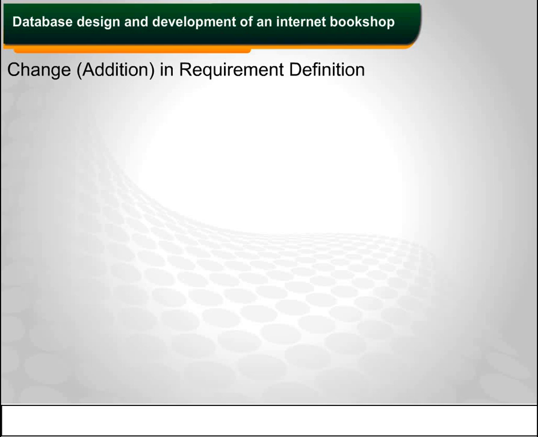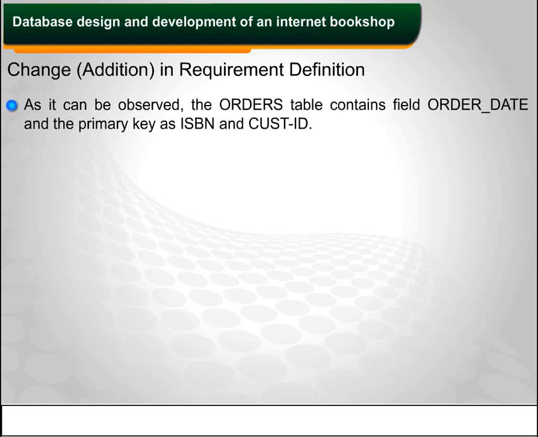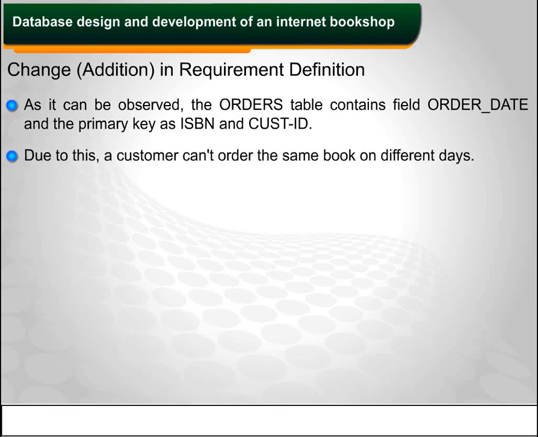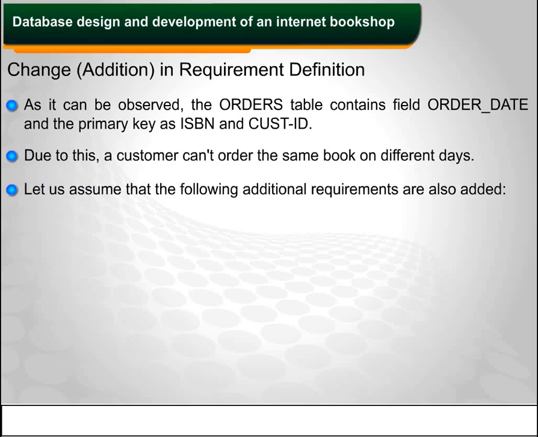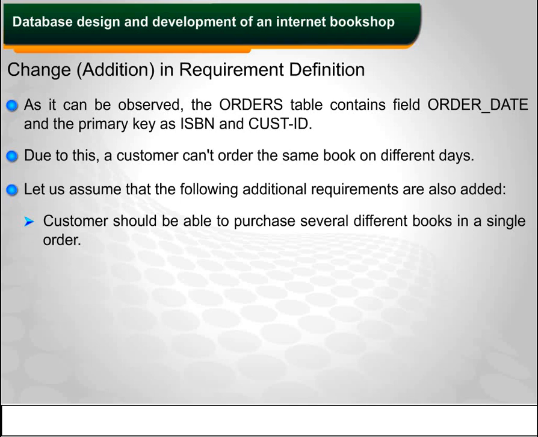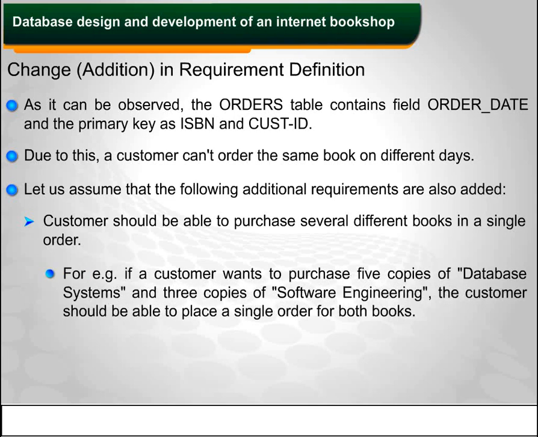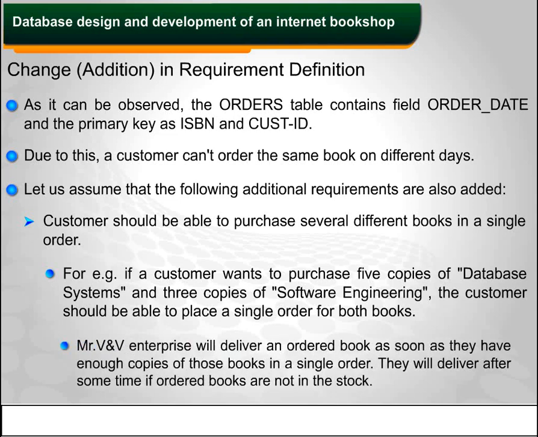Change, that is addition, in requirement definition. As can be observed, the orders table contains the field order date and the primary key as ISBN and customer ID. Due to this, a customer cannot order the same book on different days. Let us assume that the following additional requirements are also added. Customer should be able to purchase several different books in a single order. For example, if a customer wants to purchase 5 copies of database systems and 3 copies of software engineering, the customer should be able to place a single order for both the books.